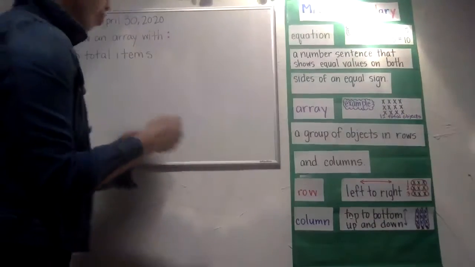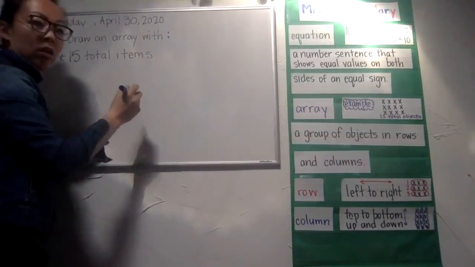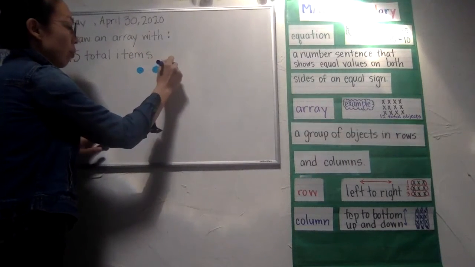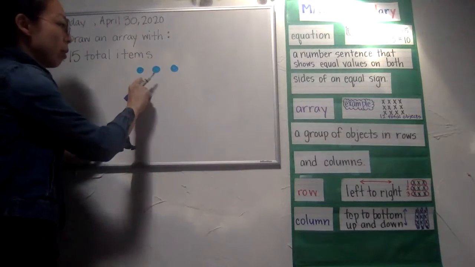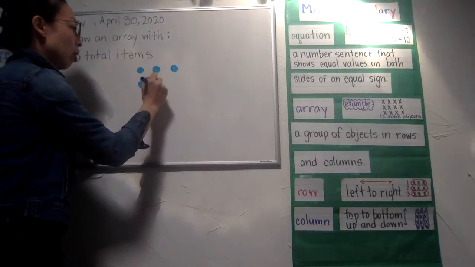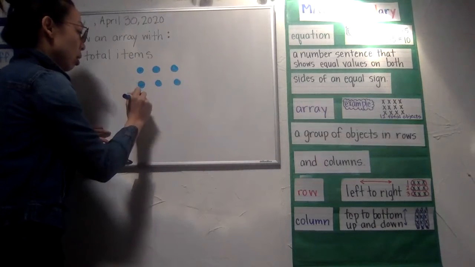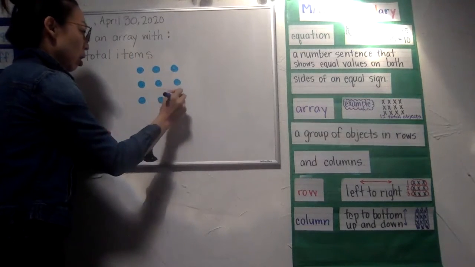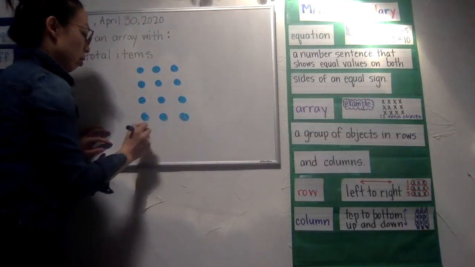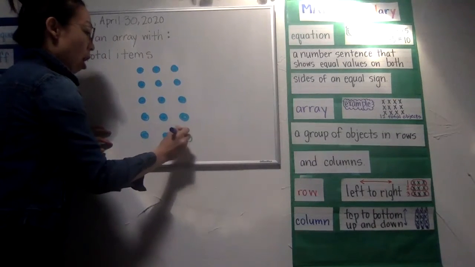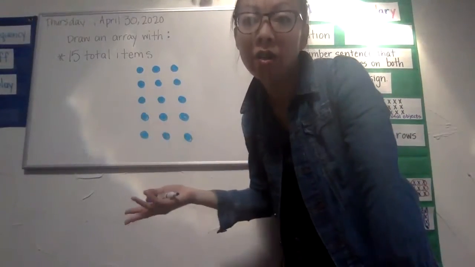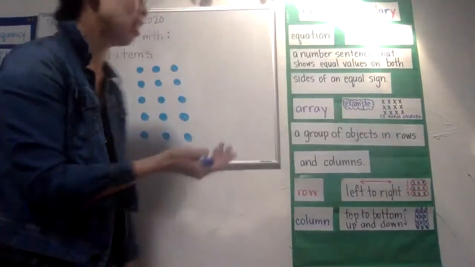So let's try it out. So I'm going to draw my rows of 3. 1, 2, 3. Okay, I'm going to go all the way to 15. But remember, I want to make the same number in every row. So if there was 3 in the first row, I have to put 3 in the second row. 4, 5, 6, 7, 8, 9, 10, 11, 12, 13, 14, 15. Guys, it worked. So 2 wouldn't work because 15 isn't an even number, but I tried 3 and it did work. Okay, so let's see how many rows I have.